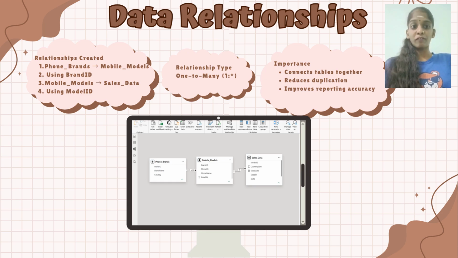These relationships are very important in business intelligence because they connect related tables together and reduce data duplication. Without relationships, Power BI cannot combine data correctly and the dashboard analysis may become inaccurate. For example, with relationships, we can easily analyze total quantity sold by phone brand, average phone price by brand, and top selling phone models accurately. Therefore, relationships improve reporting accuracy and help businesses make better decisions based on connected data.